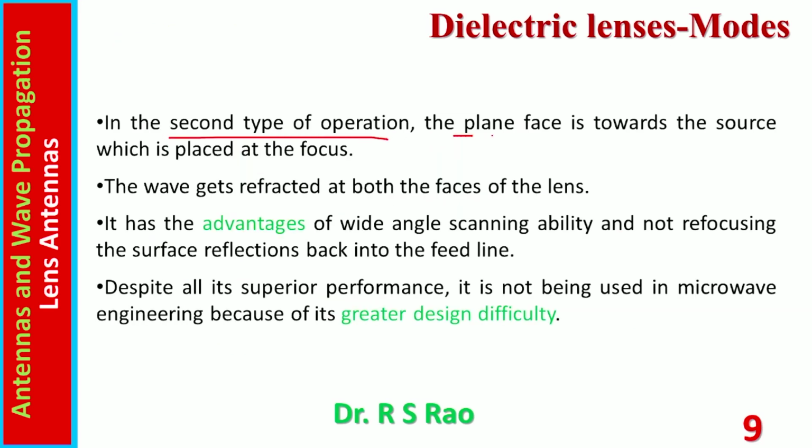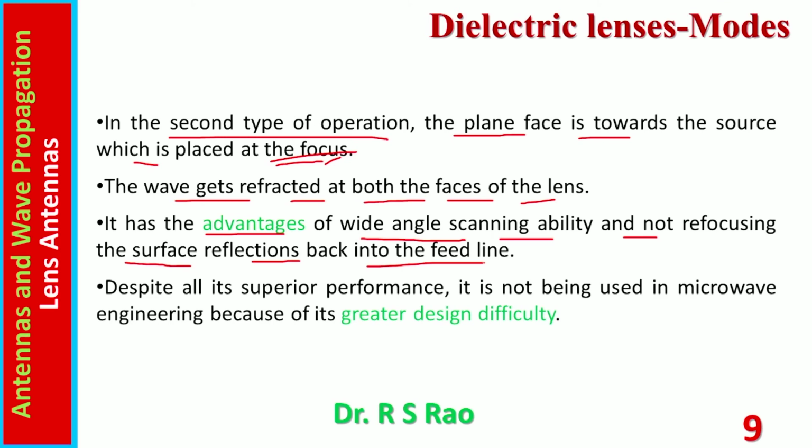In the second type of operation, the plane face is towards the source, and usually the source is placed at the focus. The wave gets refracted at both the faces of the lens. It has the advantages of wide angle scanning ability and not refocusing the surface reflections back into the feed line. Despite all its superior performance, it is not used in microwave systems because of its greater design difficulty. So most of the time it is the single refracting surface mode that is used in the design of lens antennas.